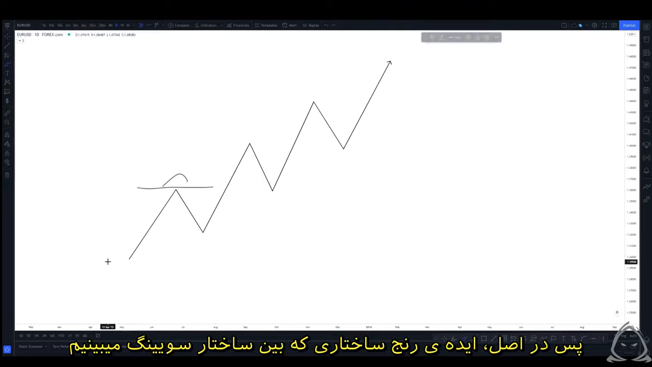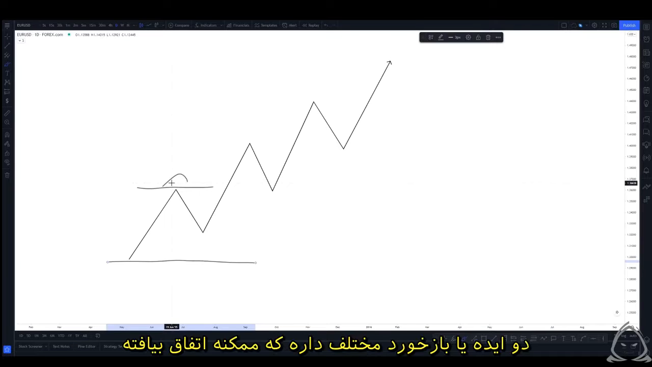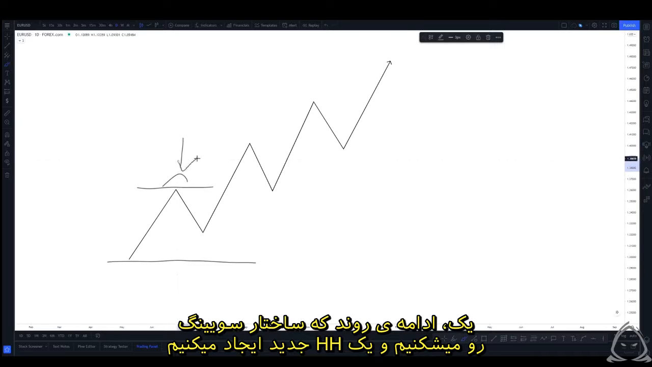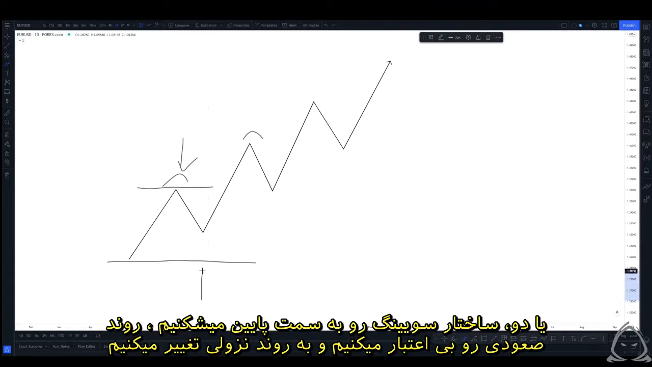So in essence, with this structural range between the swing structure, there are 2 different ideas or outcomes that could happen. 1, the continuation of the trend where we break swing structure and create a new higher high, or 2, we break swing structure to the downside, invalidating the bullish trend and switching to bearish.